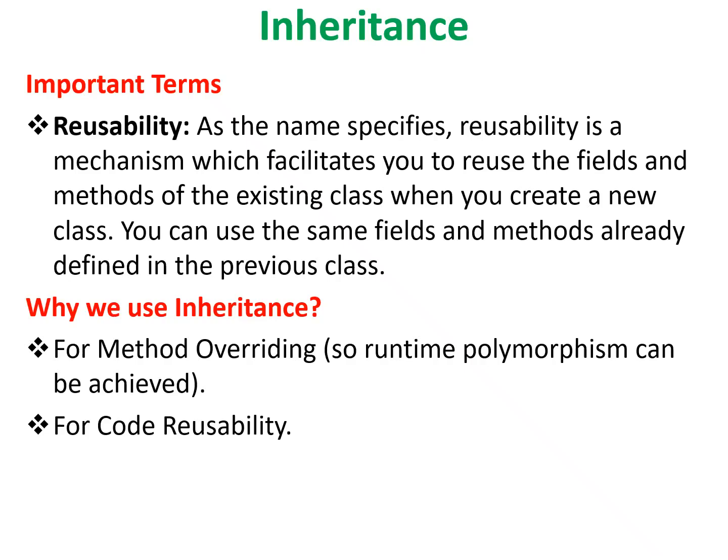Reusability, as the name specifies, is the mechanism which facilitates you to reuse the fields and the methods of the existing class. When you create a new class, you can use the same fields and methods already defined in previous classes. Why do we use inheritance? For method overriding, so that runtime polymorphism can be achieved, and for code reusability.